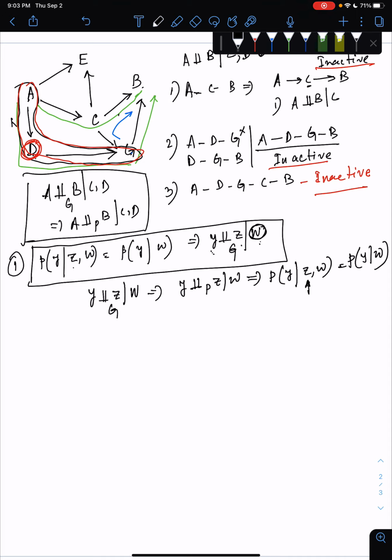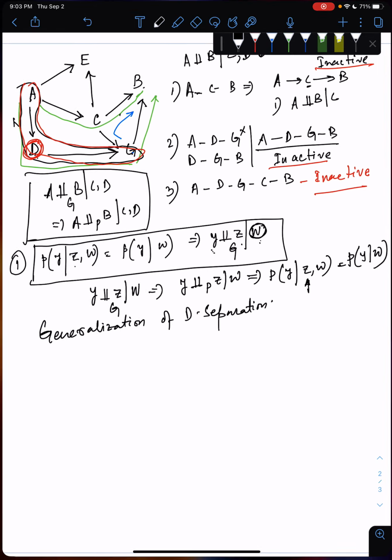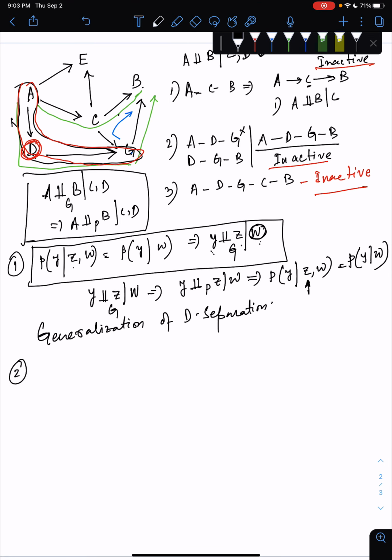So that is why the first law of do-calculus is a generalization of d-separation. It's easy, it's cool. Let's see the second condition, or the second rule of do-calculus. The second rule says that if we have something like this, then we can remove the do operator.